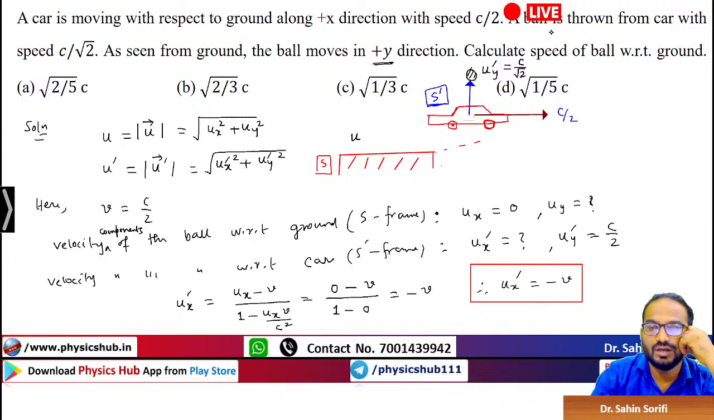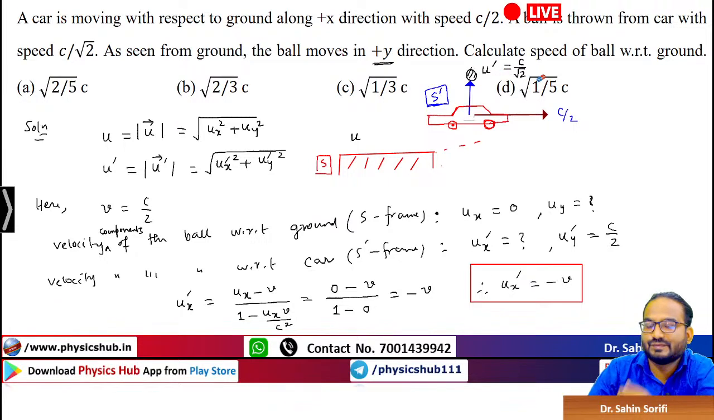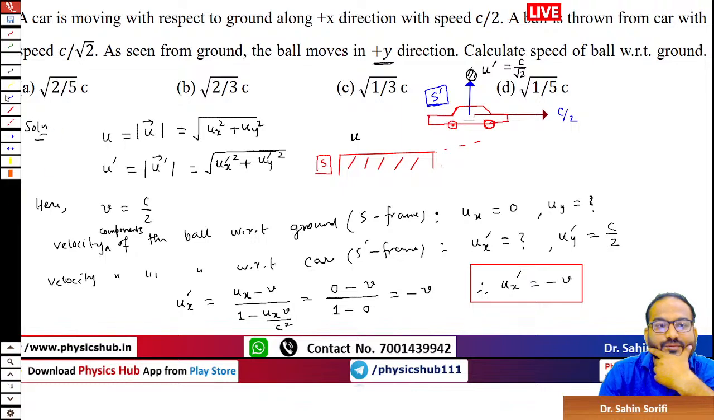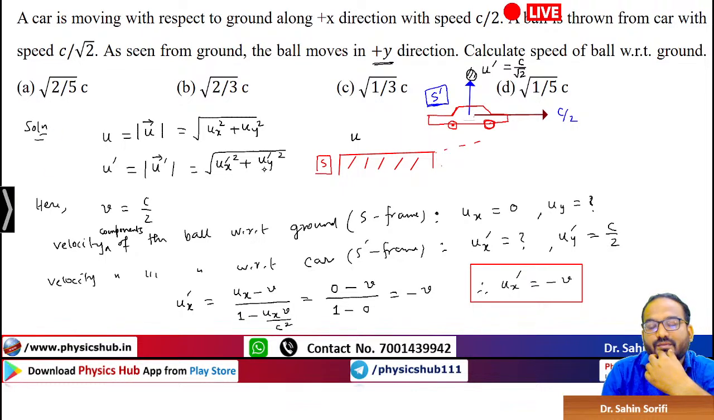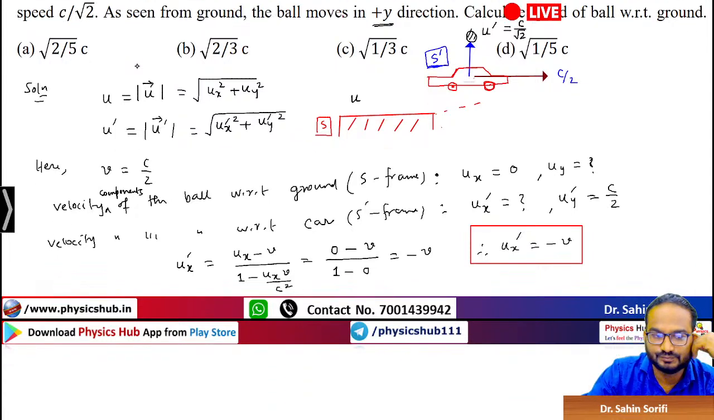Look, a ball is thrown from car with speed c by root 2. Actually, this is not talking about the component, it is talking about the overall velocity. So instead of writing uy prime, you just write u prime. U prime is c by root 2. In u prime, ux prime and uy prime both are included. Read this line: a ball is thrown from car with speed c by root 2. Means u prime is c by root 2.